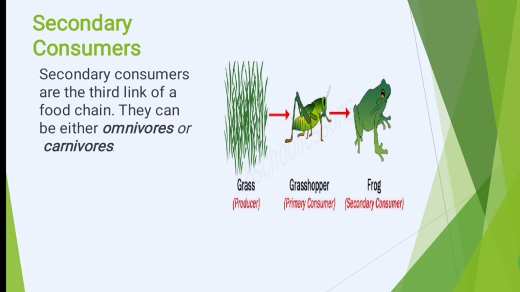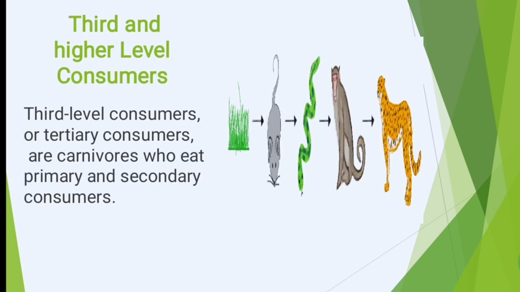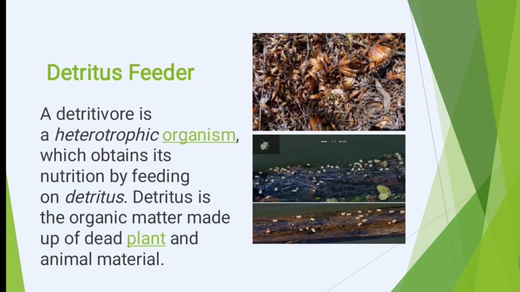Secondary consumers. Secondary consumers are the third link of a food chain. They can be either omnivores or carnivores. Third and higher level consumers are carnivores who eat primary and secondary consumers. Detritus feeder. A detritivore is a heterotrophic organism which obtains its nutrition by feeding on detritus. Detritus is the organic matter made up of dead plant and animal materials.